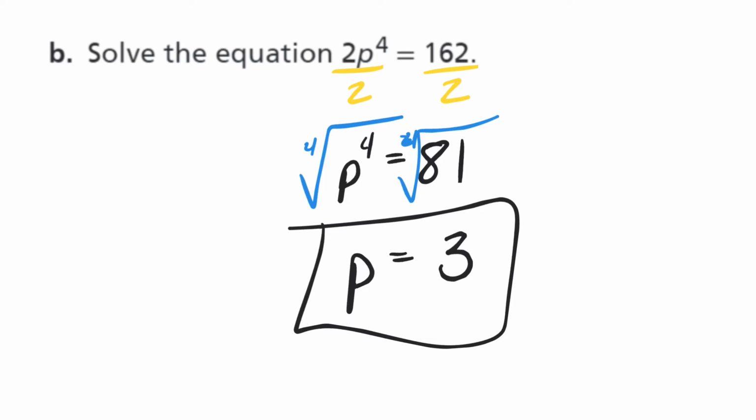And we're going to stick again to all of the positive stuff just for today. But that is a plus or minus value as well.